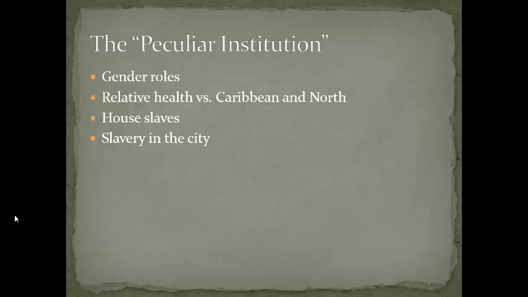Slavery in the city is actually pretty frowned upon. The whole idea behind slavery is to provide for an agricultural workforce, and many people, even in the South, felt like slavery was incompatible with city life, and so it was really frowned upon. I don't know that it was outright illegal anywhere, but bringing your slaves into the city was frowned upon, because that wasn't the way it was supposed to be.